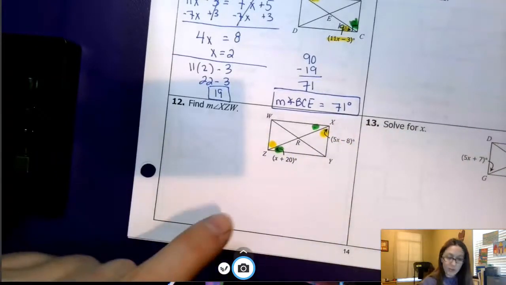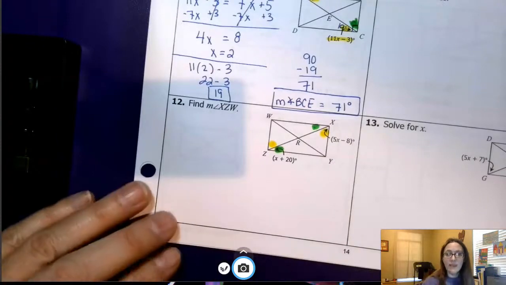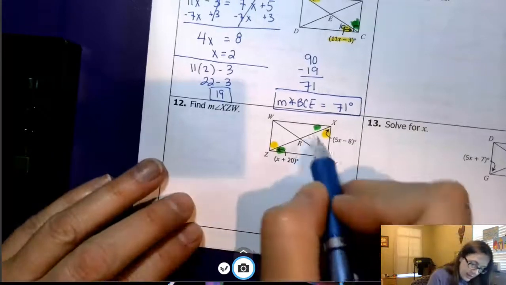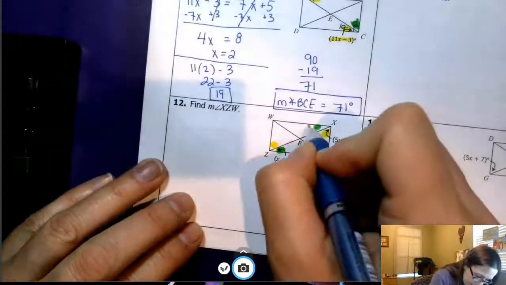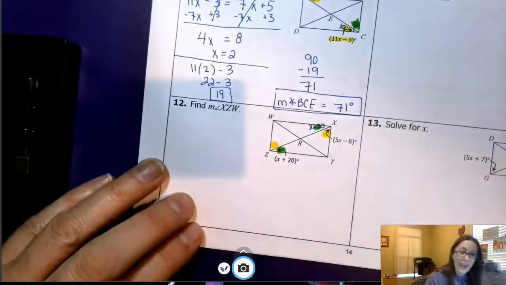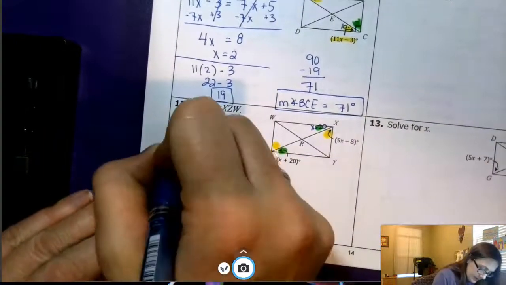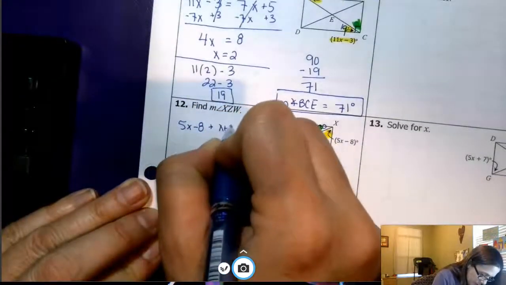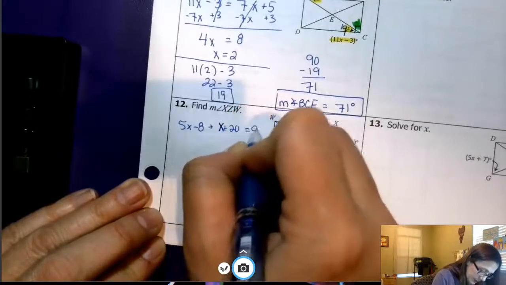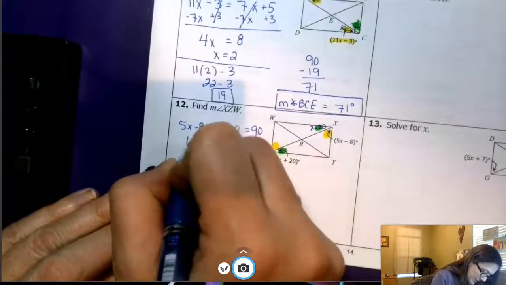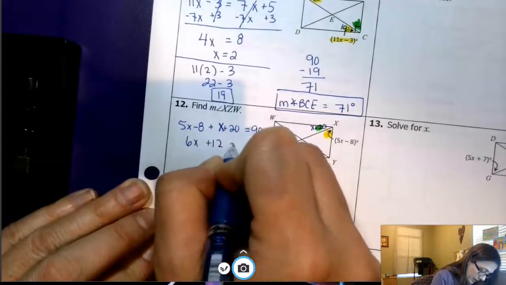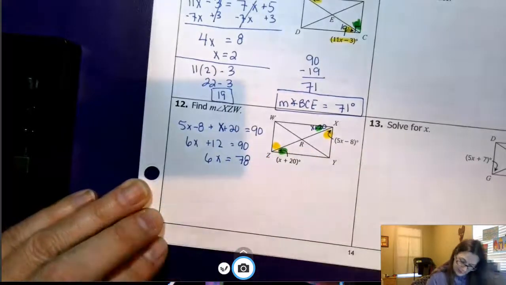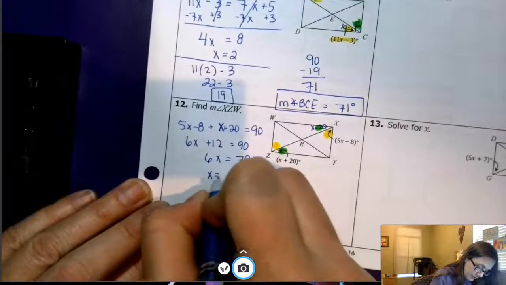What do I know has to be true about the green and yellow dots? They have to add up to 90. There are those angles in the corner, they have to add up to 90. So if this is my green one, this is x plus 20, this is my yellow one, I can add them together, equal to 90. I'm going to do 5x minus 8 plus x plus 20 equals 90. I end up with 6x plus 12 equals 90. 6x equals 78. Divide, I get x equals 13.